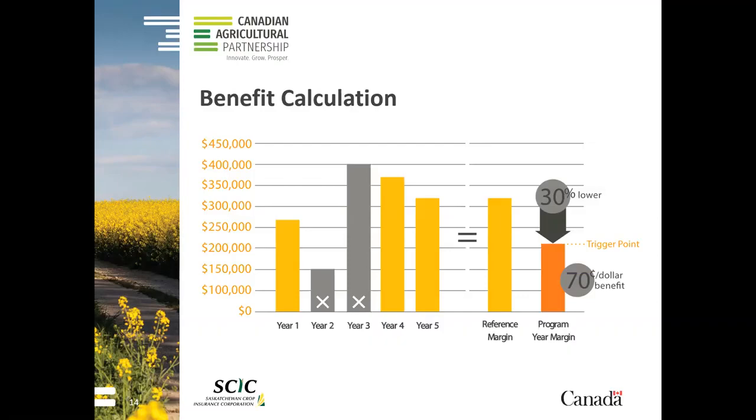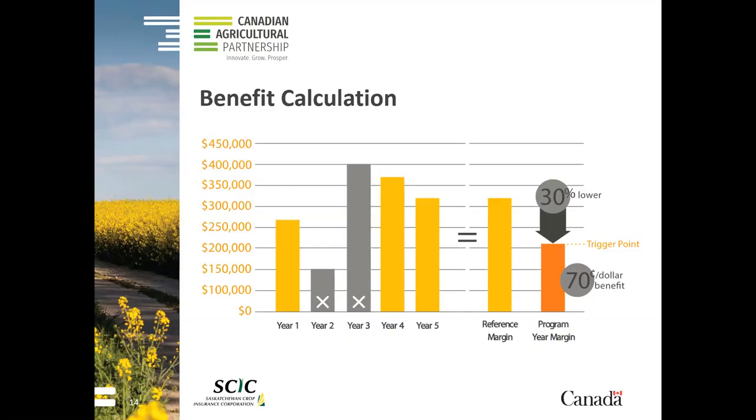So when are you in a benefit situation? When the program year margin declines by more than 30% of your reference margin, an AgriStability benefit will be triggered. The payment provides 70 cents on every dollar of decline below the trigger point. You can see on the graph where the trigger point is, that's a 30% decline from your reference margin.